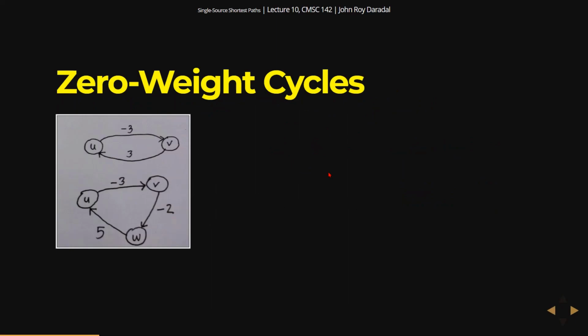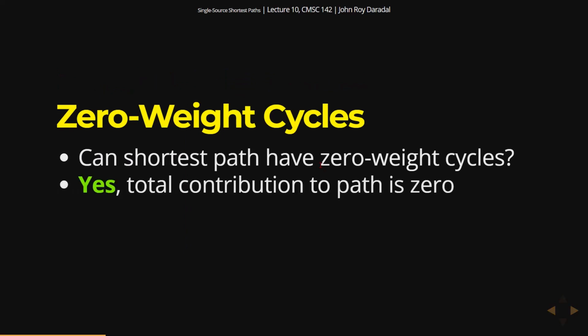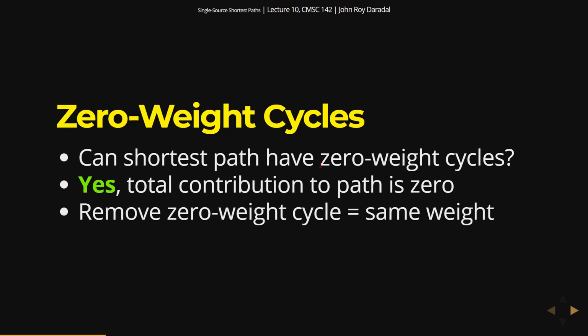How about zero weight cycles? So examples of zero weight cycles would be this one, -3 and then +3. So the total net of this is 0. And then the same with this one, -3 minus 2, so that's -5, then +5, so that's also 0. So can they exist in our shortest path? Well, yes, because the total contribution to the path is 0. So if you remove that zero weight cycle, it's still the same weight. But to keep things simple, let's try not to add zero weight cycles, because if you remove that one, it's still the same path weight, and you're just adding more nodes to the path. So to keep our path simple and short, we will also try to avoid zero weight cycles, even though technically they could exist in our shortest path. Okay?